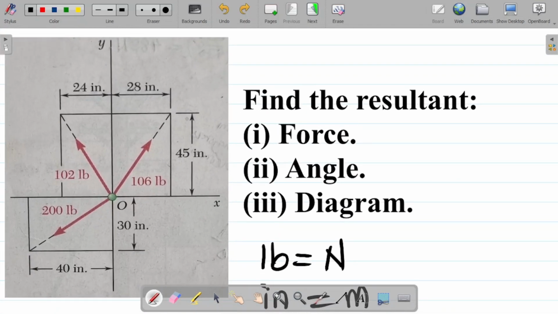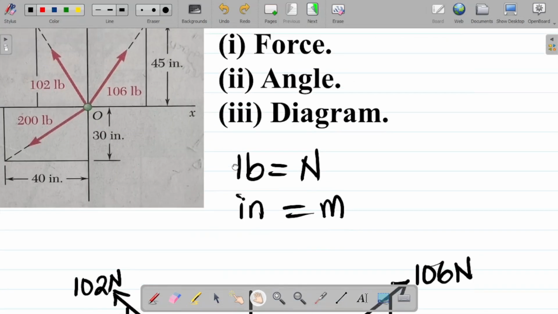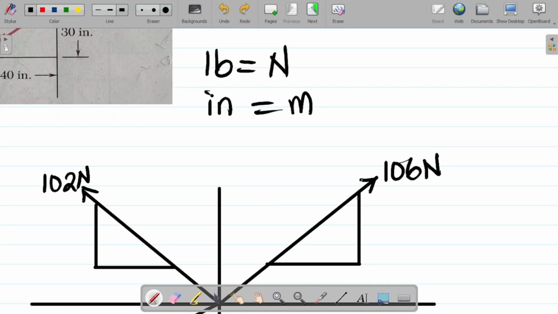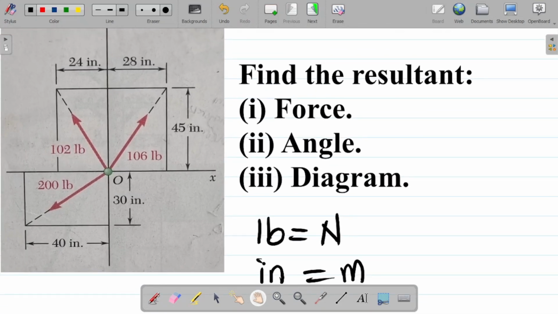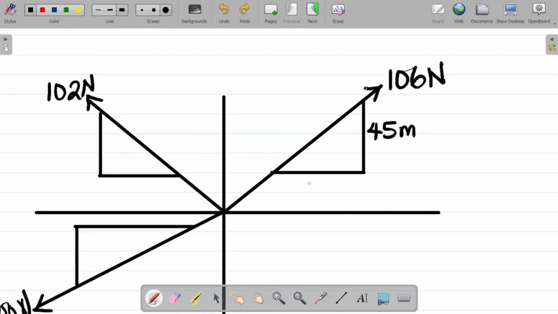So for this part here, the distance is given as 45. It's in inches, and we'll take it as meters. That's the distance in meters, so this is simply 45 meters. For the lower part, from here to here, it's already given up here as 28 inches, so I'll simply take that as 28 meters. So the lower part of it is 28 meters.